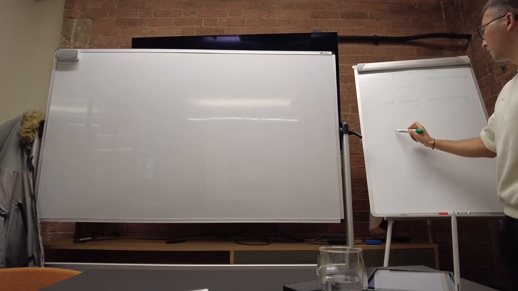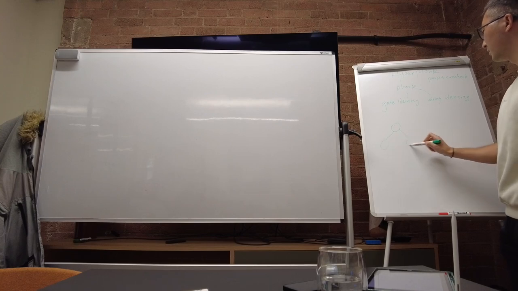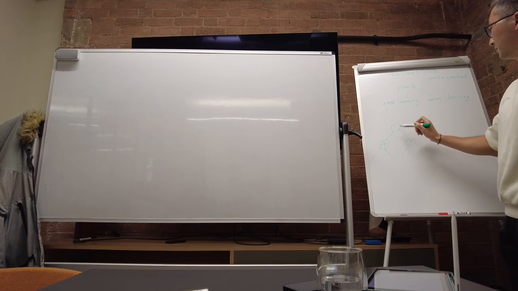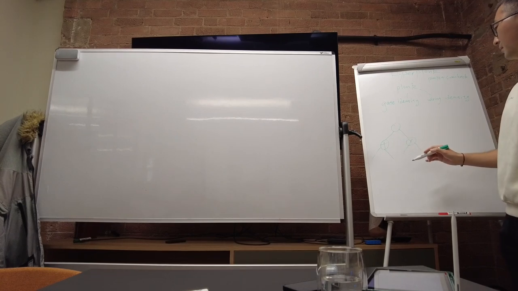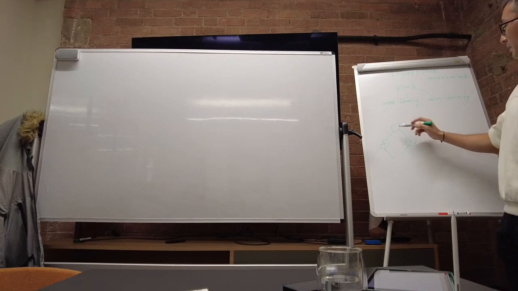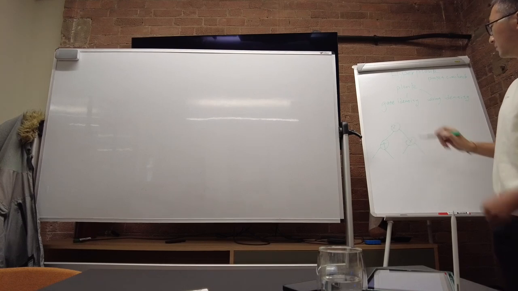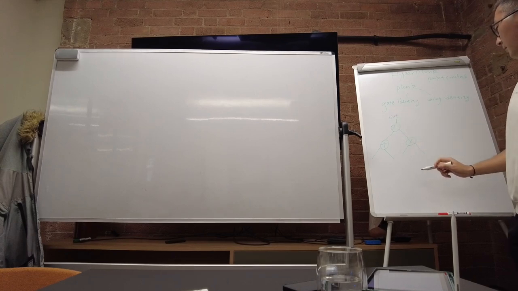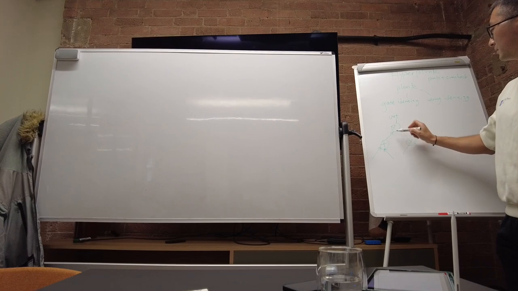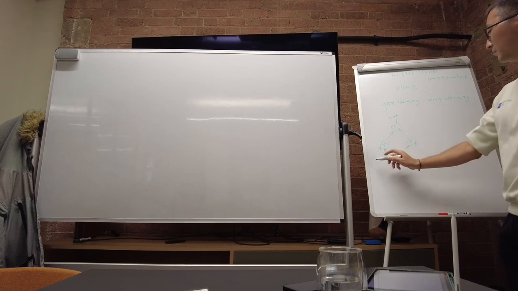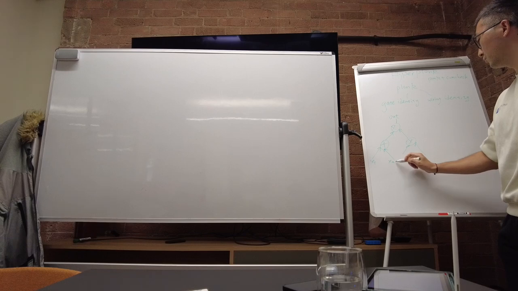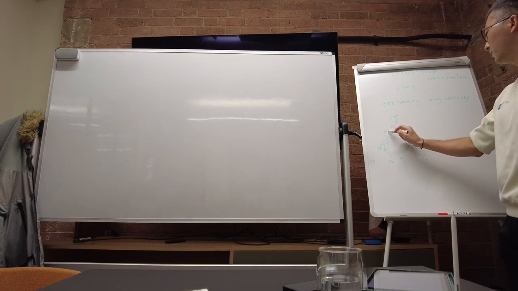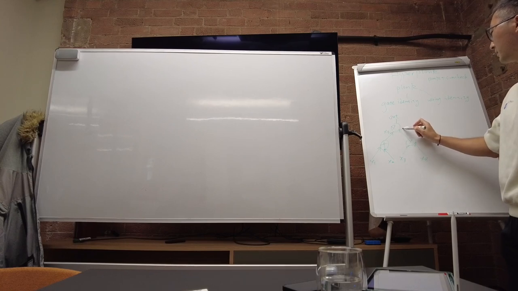So here we have a circuit, a very simple circuit. This one is addition, this one is a multiplication, and this one is a multiplication as well. Here is the output. So the signals, we can label them x1, x2, x3, x4, x5, and x6.